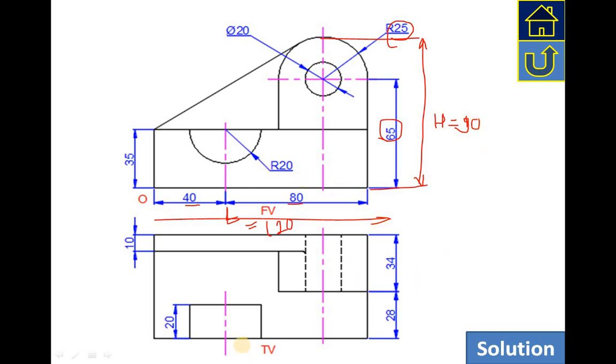Then there is a top view, and in the top view you get one length, this is the length, and another dimension here, that is nothing but the width. So you will get the maximum width, and that you can measure as 28 plus 34, that is 62.